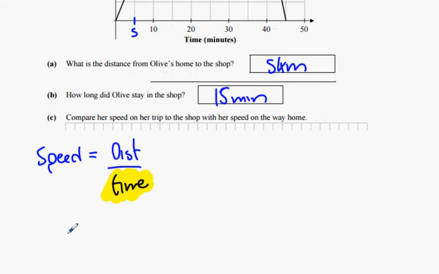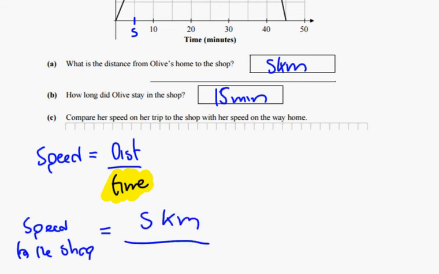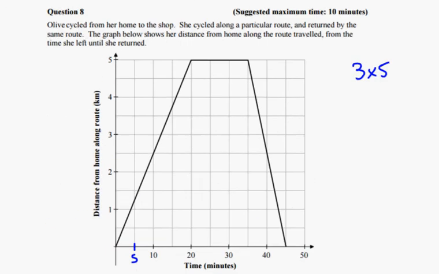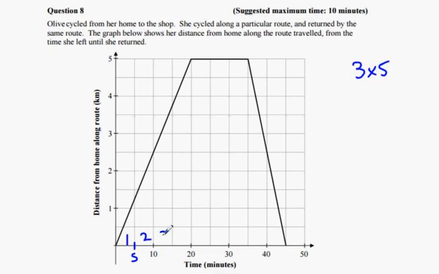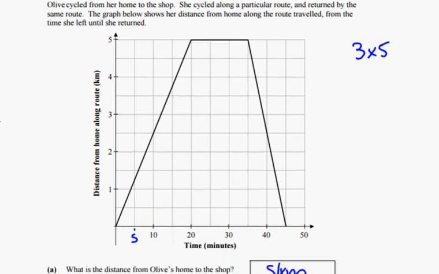So, speed to the shop equals 5 kilometers. Now, how long did it take her to do this? It took how many blocks across? 1, 2, 3, 4. 4 blocks. 4 multiplied by 5 is 20 minutes.